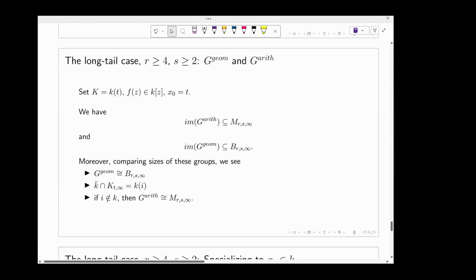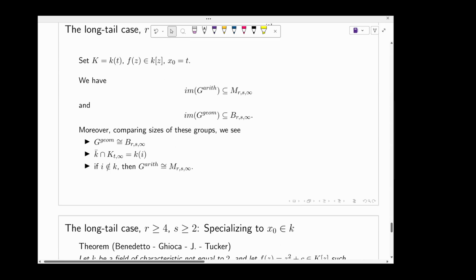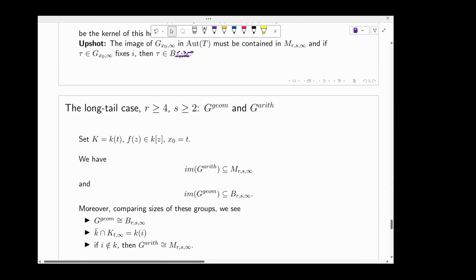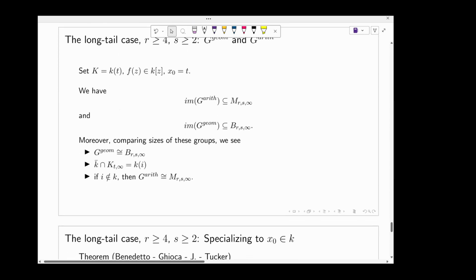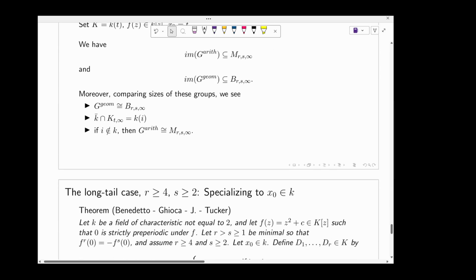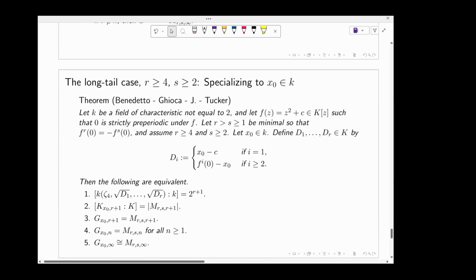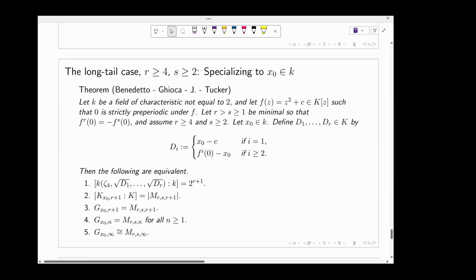And so again, we get these results about the arithmetic Galois group being contained in M, and the geometric one being contained in B. We can describe precisely what the algebraic extension looks like. We already saw that this p map tells us exactly how these elements of the Galois group act on, in this case, just i. And we get the same kind of specialization theorem as before. In this case, I only have to check up to the r plus first level, and if my Galois group matches M there, it has to be isomorphic to M the whole way up.